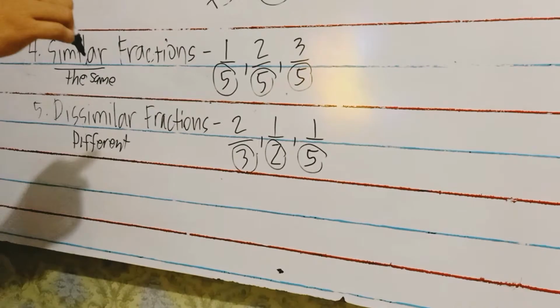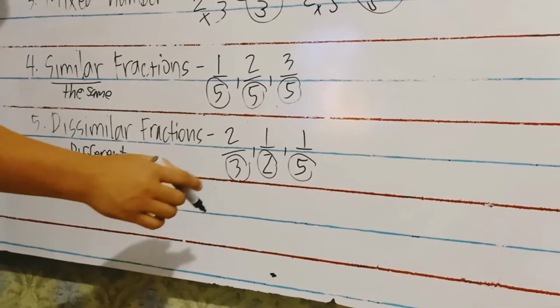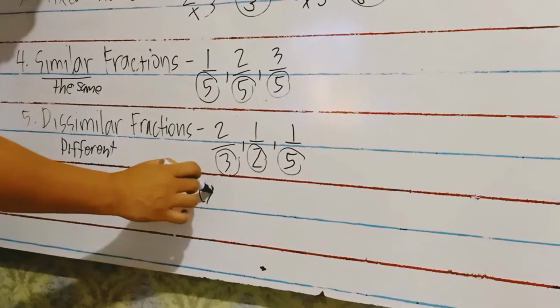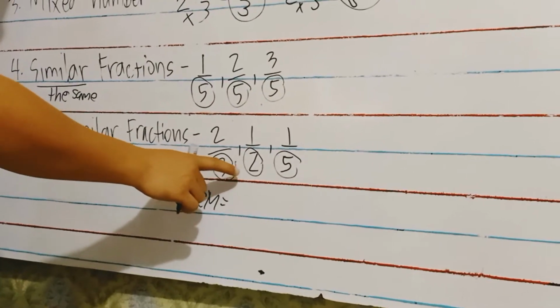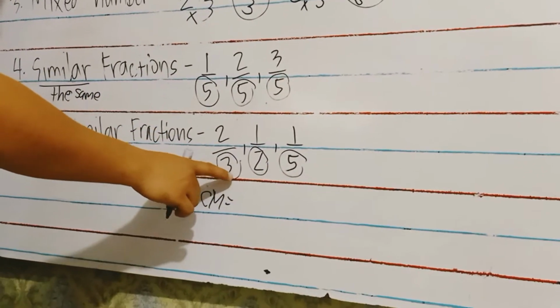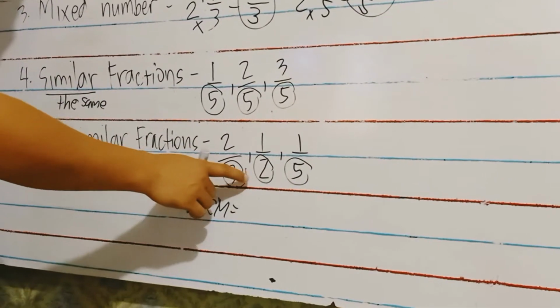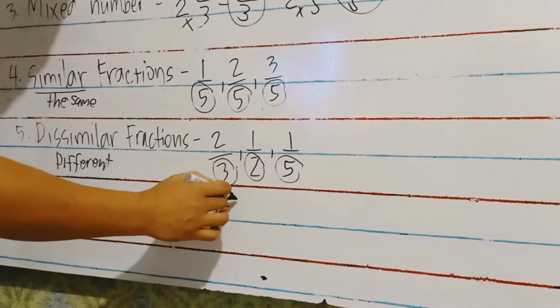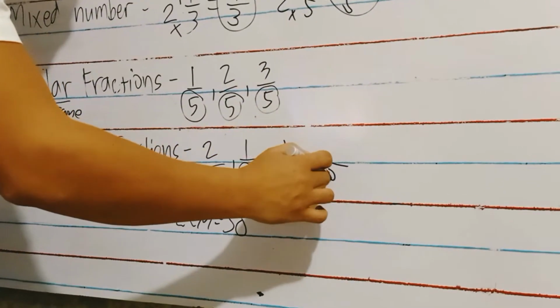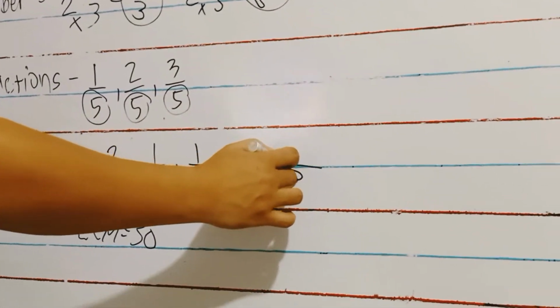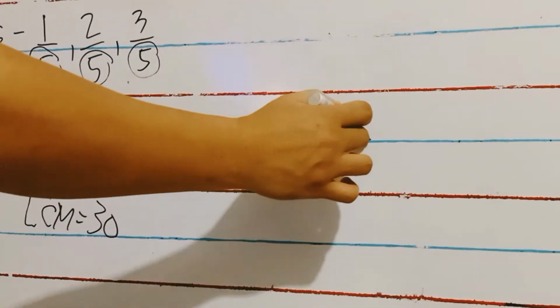Yes. Para mag-change ng dissimilar to similar, hanapin lang natin yung LCM. Yung previous lesson natin. Ang LCM ng 3, 2, and 5, since wala silang common, multiply lang natin sila. 3 times 2 is 6, times 5 is 30. Para maging similar fraction sila, lahat sila gawin nating 30 yung denominator.